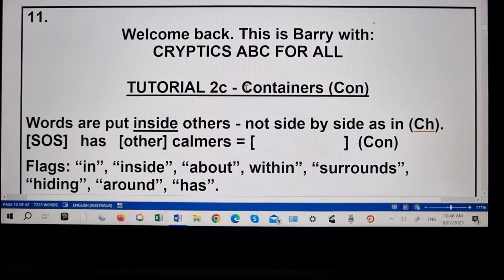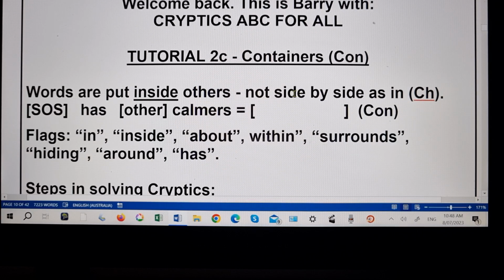containers. We all have a pretty fair idea what containers are, things that you put something in. Well, what are containers in Cryptics? Well, here words are put inside other words, not side by side like you stack them with a charade, but actually inside the other word. Now, here's an example I made up.